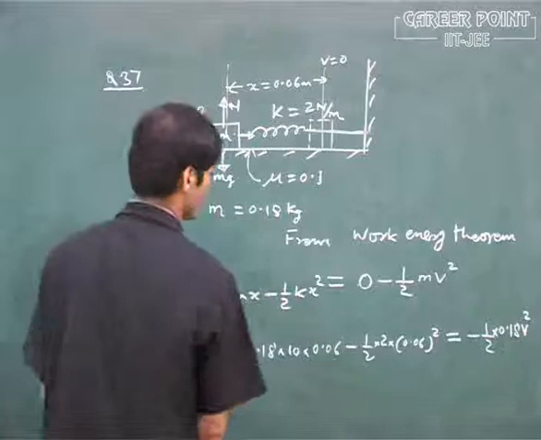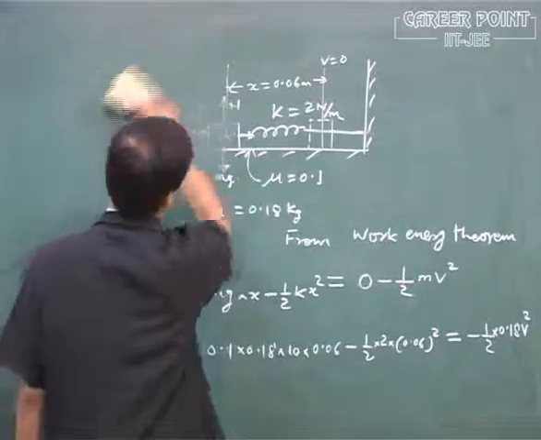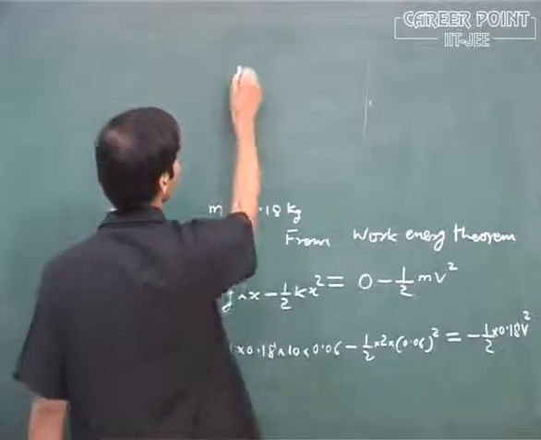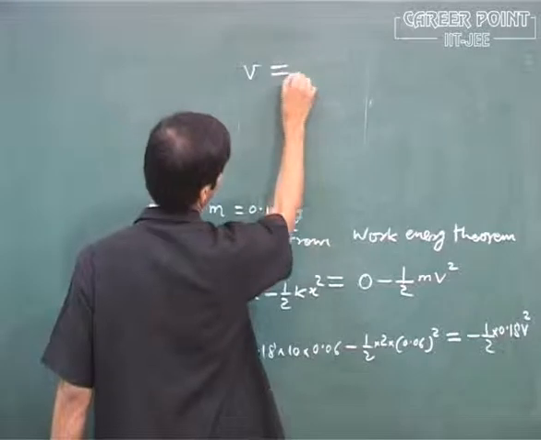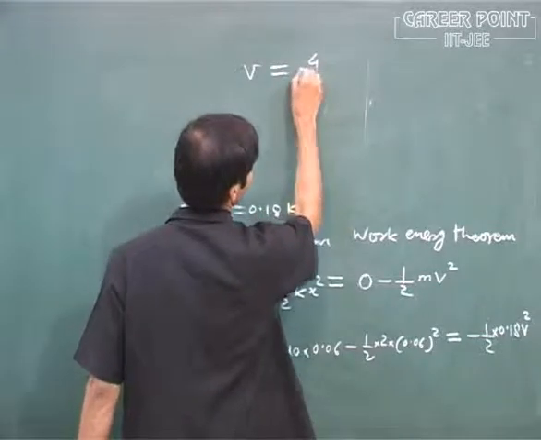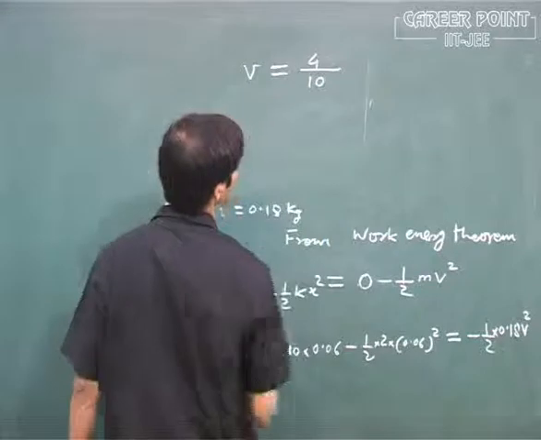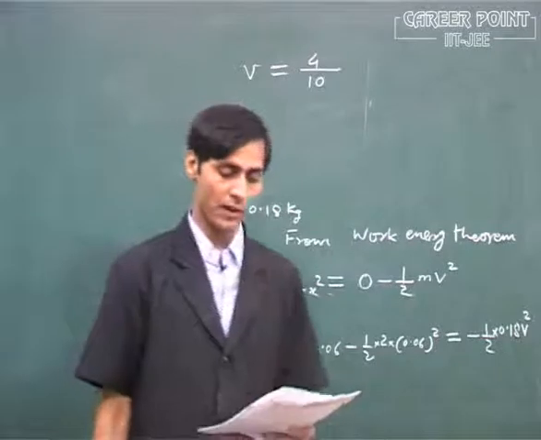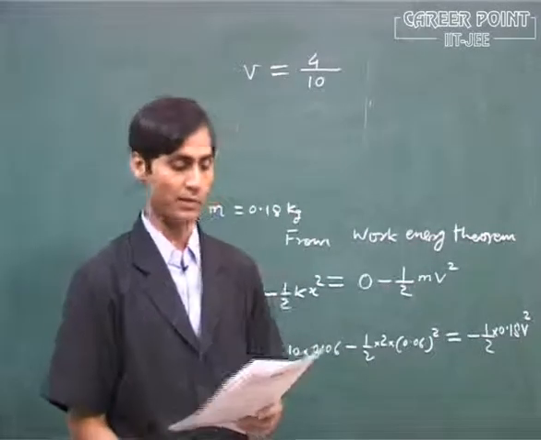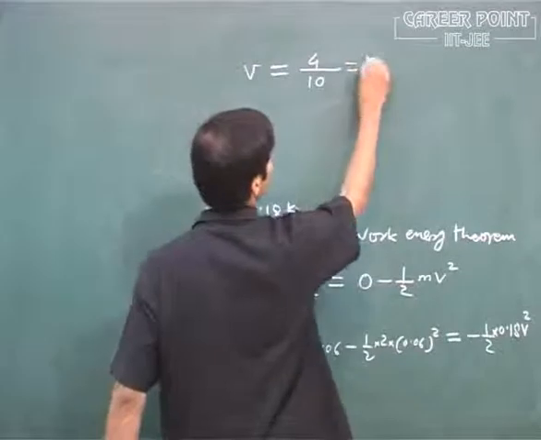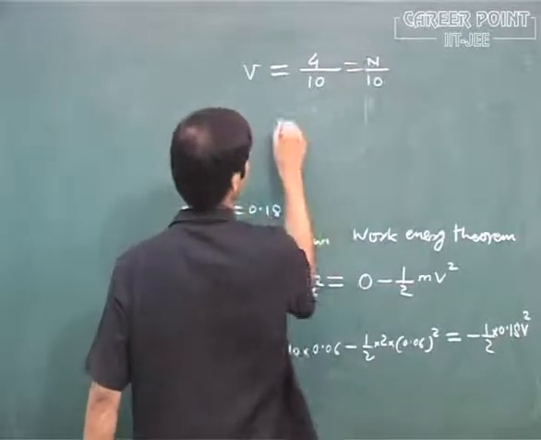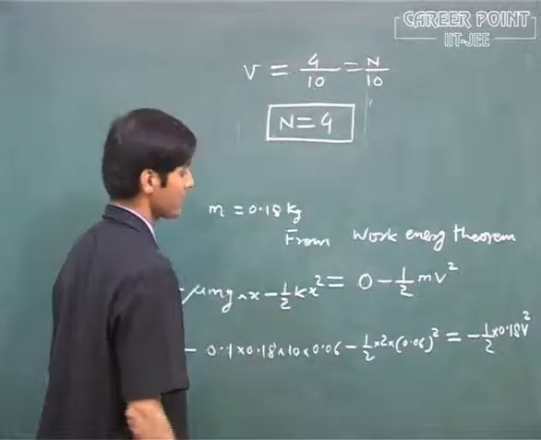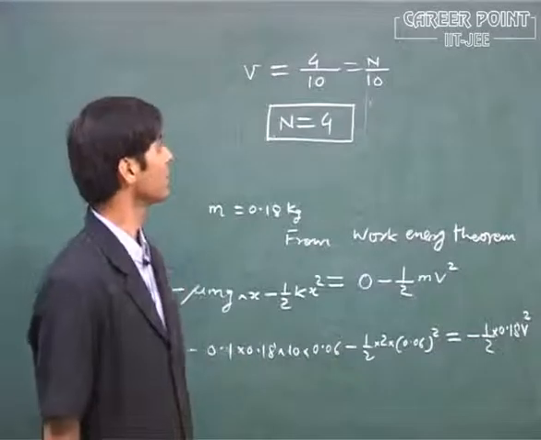After calculating, we will get the value of v, that is 4 by 10, and it is given in the question that the velocity is found to be n by 10. It means the answer will be 4. The value of n is 4. Right? For this question the answer is 4.